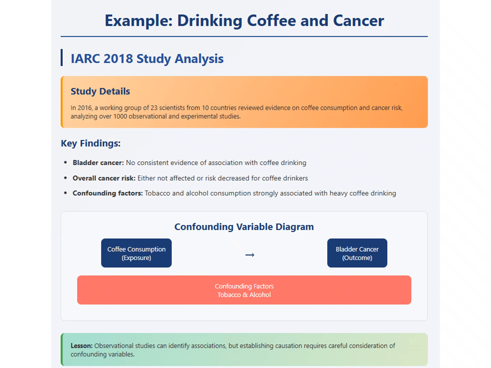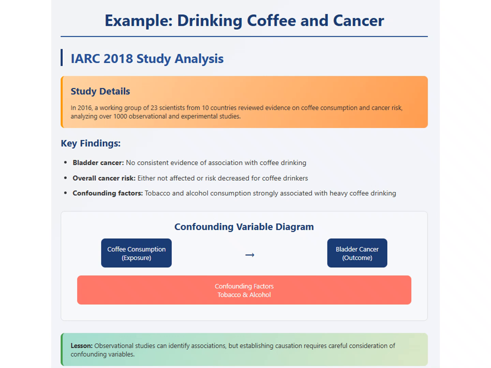This is why observational studies, studies where we just observe what people do rather than assigning treatments, can identify associations. But establishing causation requires much more careful analysis. The lesson here is profound. Correlation does not equal causation. This phrase is thrown around a lot, but understanding confounding variables helps you to see why it is true and what to do about it.